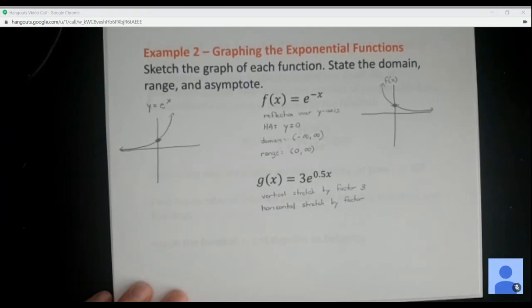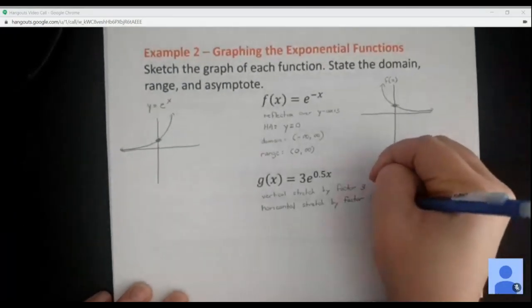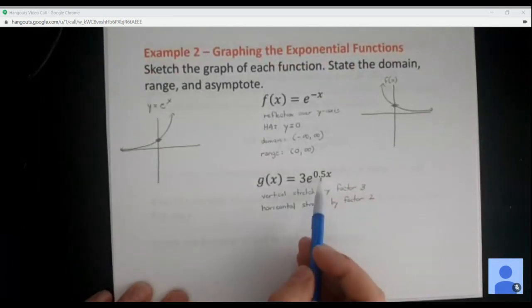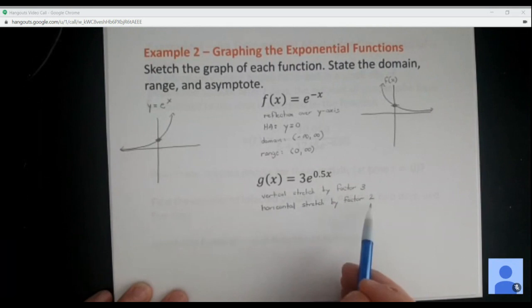So not 0.5 because we want to actually stretch it. So we have to take the reciprocal. So what's the reciprocal of a half? 2, right? So it's actually stretching horizontally by a factor of 2. So just keep that in mind. Whenever you've got something horizontal, stretch or shrink, you're always going to take the reciprocal to get the factor this time.